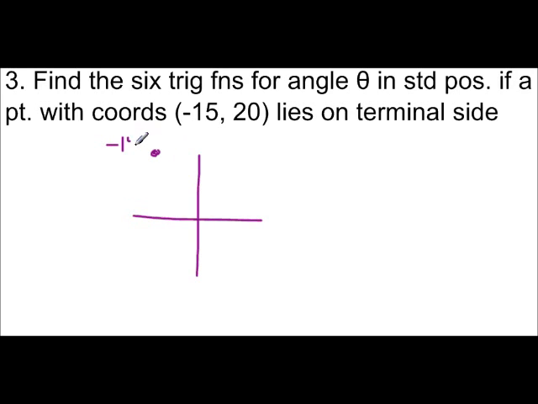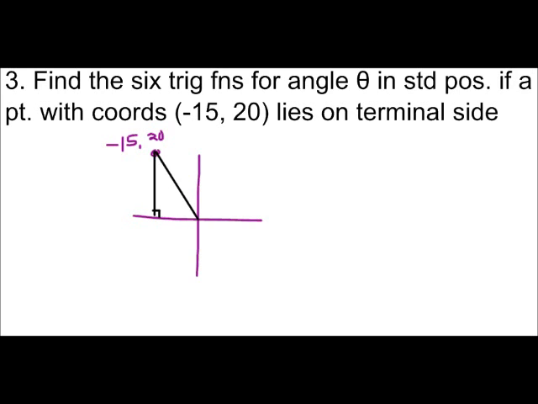So I plot the point, that's negative 15, positive 20, which puts me in quadrant 2. I draw a line connecting the origin and the point I drew, and then drop a line straight down from the point I drew to the x-axis. It's always the x-axis. So now I've got a right triangle.